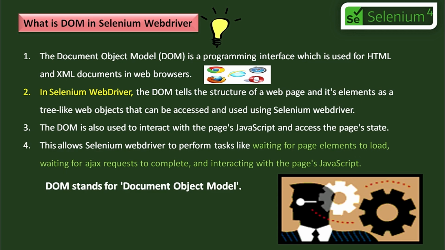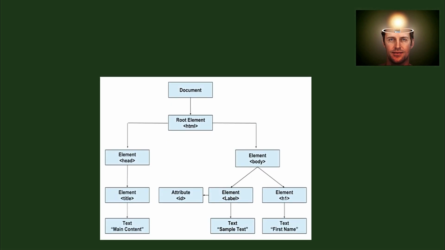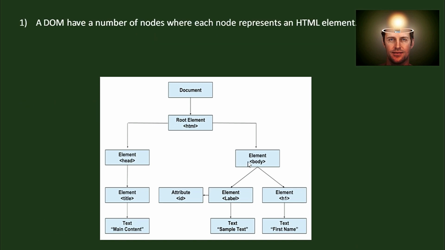The DOM stands for Document Object Model. Now let's understand in depth what the DOM is. You can understand the structure of the DOM from this diagram. First we have the document, and the document has the root element. The root element we call HTML. This root element always has two elements, one is the head and one is the body.